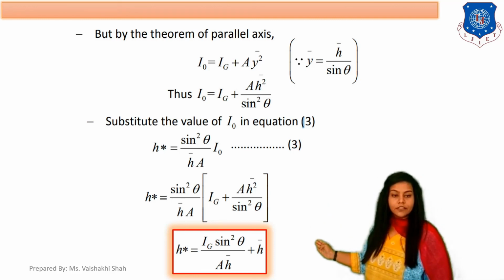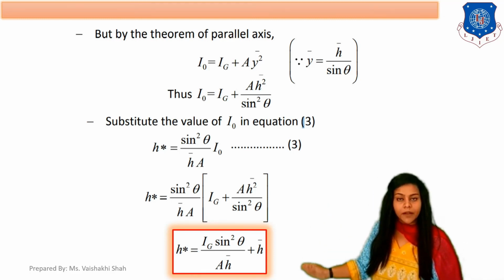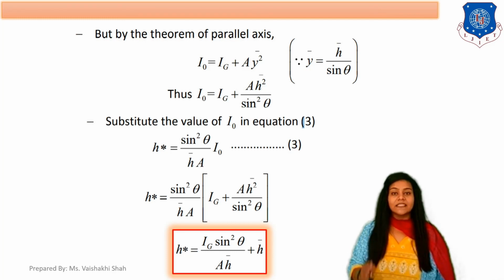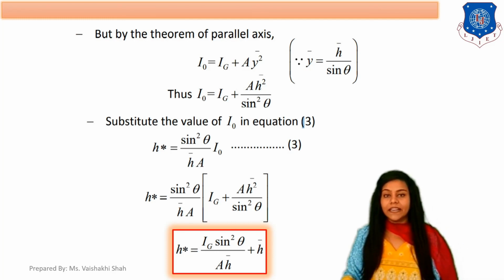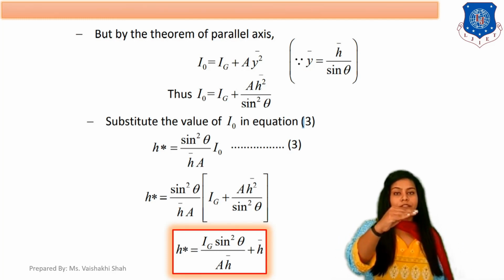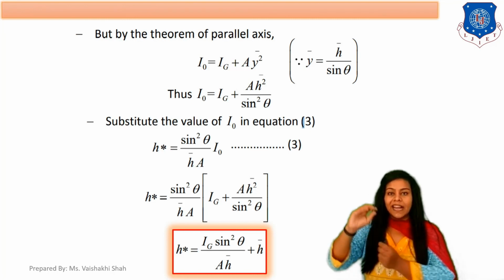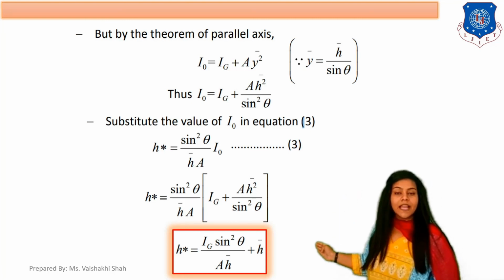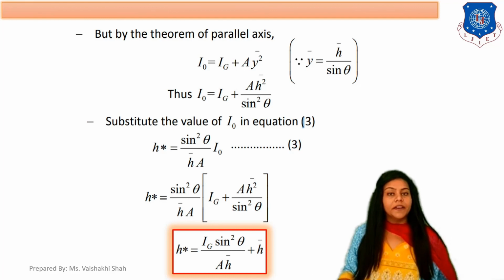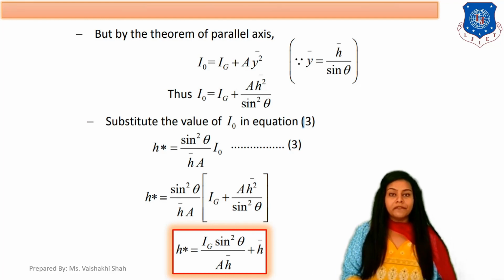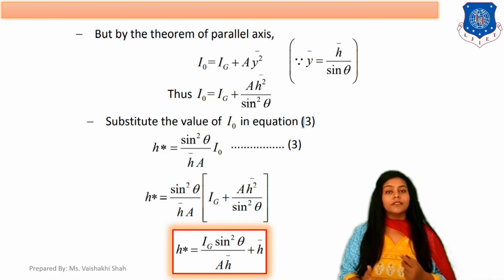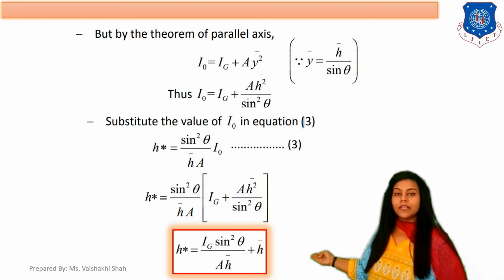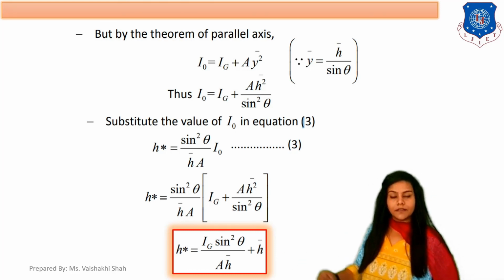Ig is your moment of inertia. Theta is the angle of inclination from the free surface to the inclined plane. And capital A is the area of your entire body. So you can find the location of the center of pressure by using this equation of h star.